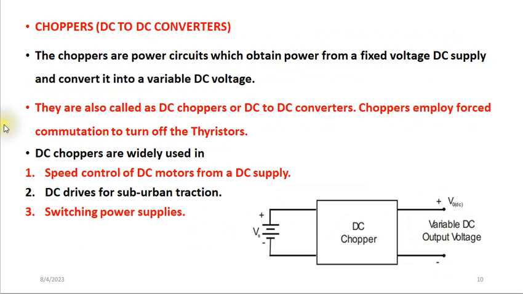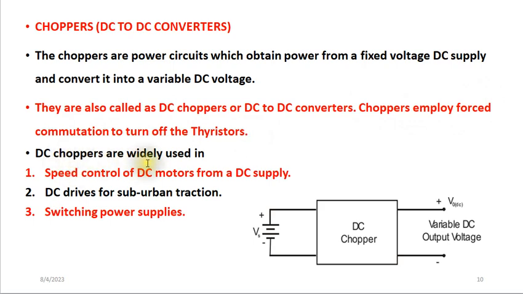So the next one is choppers, and the choppers, as we have mentioned, are DC to DC converters. Their function is to obtain power from a fixed voltage, which is DC, and convert it into a variable DC voltage. The input is fixed magnitude, while the output can be of variable values. And we also call them DC choppers or DC to DC converters. These choppers use the technique of force commutation to turn off the thyristors.